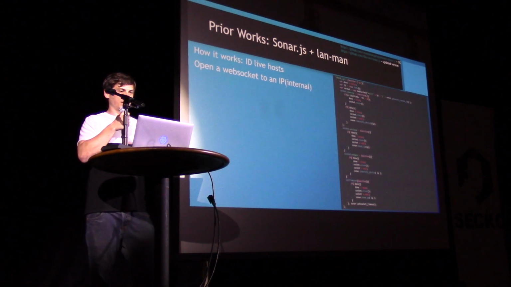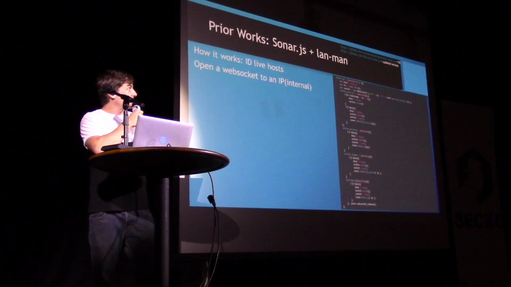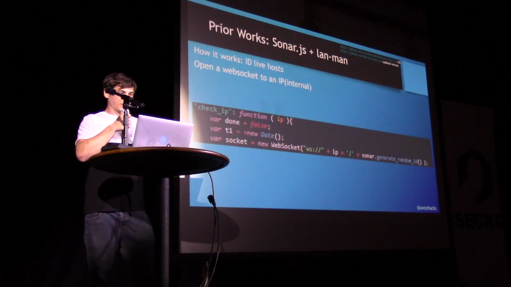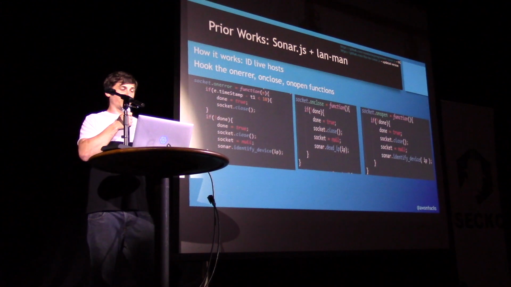So how this works is he's opening a WebSocket. I'm sure you can't read that at all, but I may be zoomed in so you can read a little bit. You check an IP, you open a socket, open up these WebSockets to an IP, and you generate a random ID. You're assuming you're going to scan the whole /24. You hook all those different functions, onerror, onclose, onopen, and you try to identify whether you were able to get that resource or not.